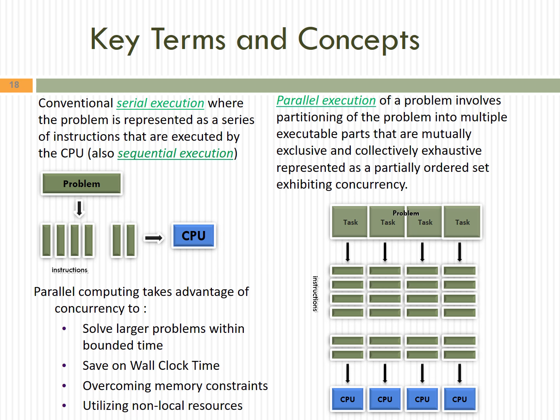Here is Lim Guo Hong speaking. The next one is key terms and concepts. Conventional serial execution is where the program is represented as a series of instructions that are executed by the CPU, also called sequential execution. Parallel execution of a program involves partitioning the program into multiple executable parts that are mutually exclusive and collectively exhaustive, represented as a partially ordered set exhibiting concurrency.